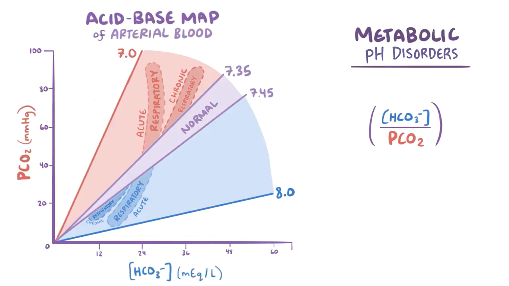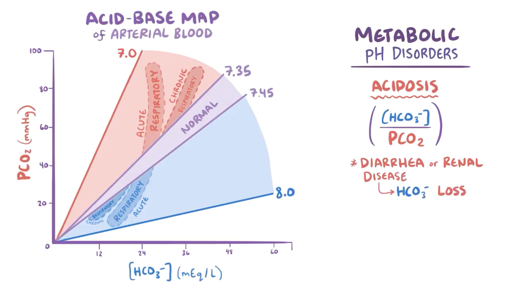Now, in metabolic pH disorders, the main problem is that there's an abnormality in the bicarbonate concentration. For example, metabolic acidosis might result from diarrhea or a renal disease, where there's a severe bicarbonate loss that causes the bicarbonate concentration to dip below 22 milliequivalents per liter, which ends up decreasing the pH.